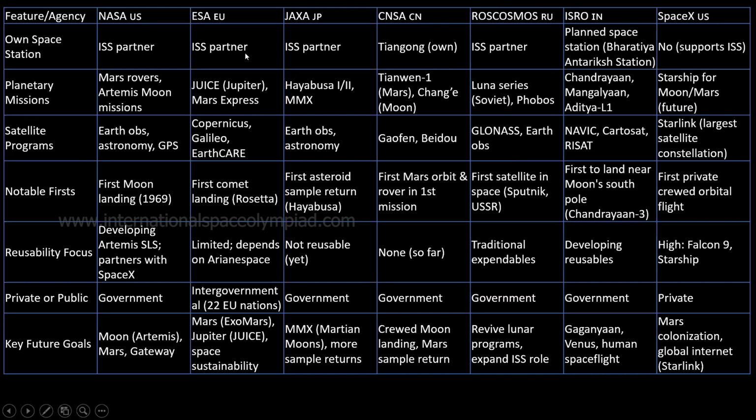Now, whether they own a space station: for NASA, actually they do not have their own. They are an ISS partner, but China has one, that is Tiangong, their own. Also, India, even though it is not part of any space station, is actually planning a space station called the Bharatiya Antariksha Station, and SpaceX also doesn't have one, but it supports ISS. Then planetary missions, you can see these are all the major planetary missions.